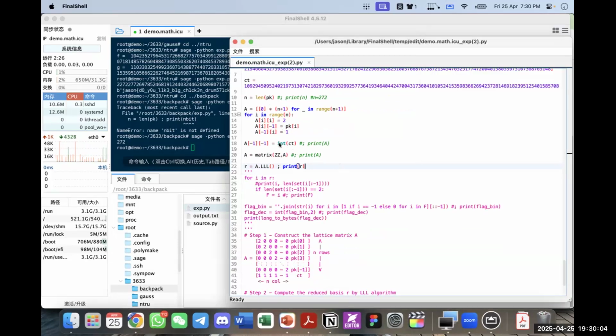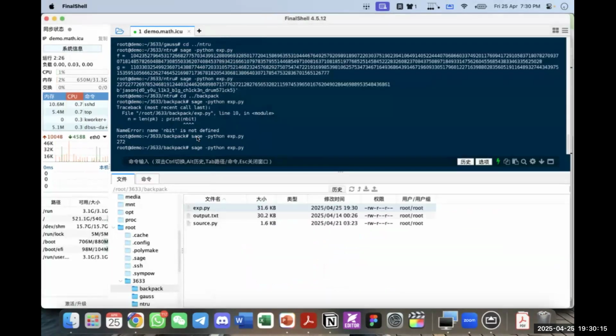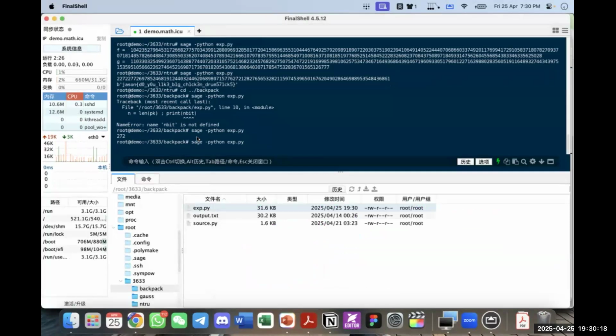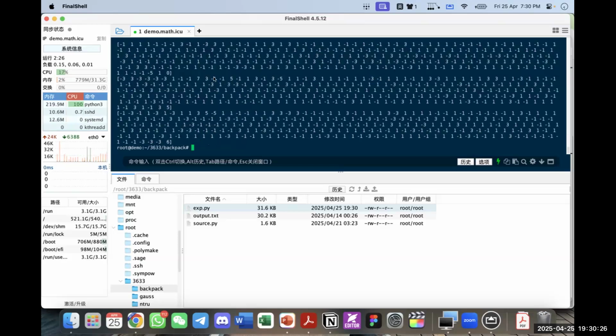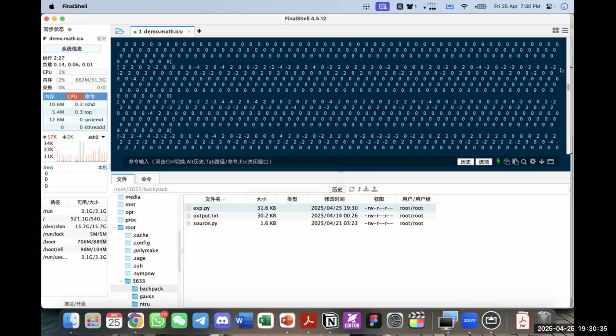So we construct the lattice A here, and then we reduce it by LLL. Let's see what the reduced vectors are. It takes some time to run because it's 200-something dimensions. So we'll get something like this. This is the reduced matrix. It's a lot of things.